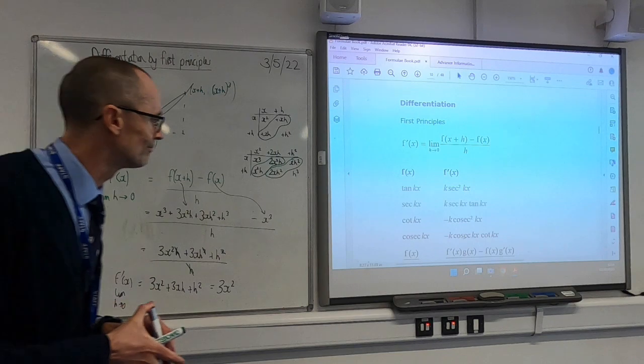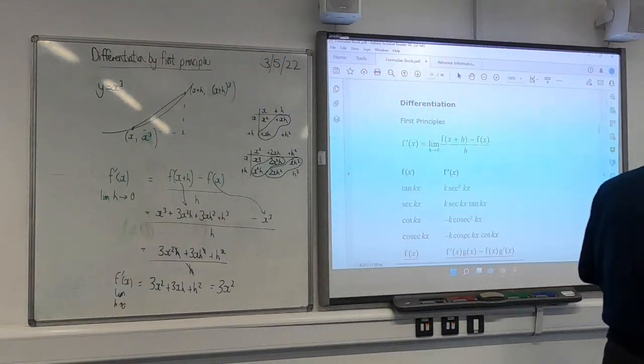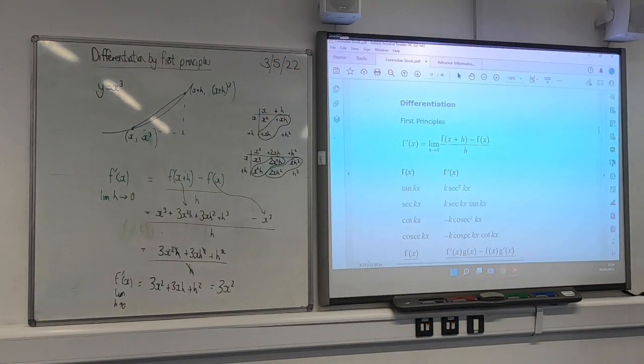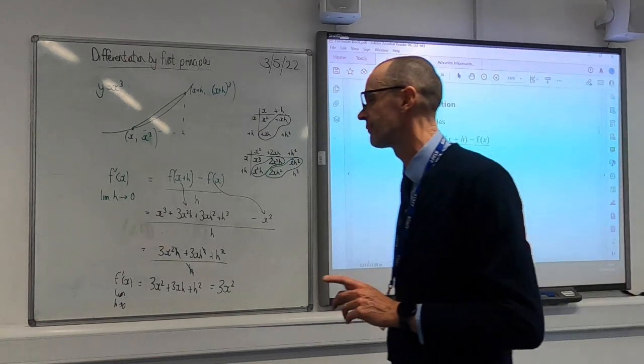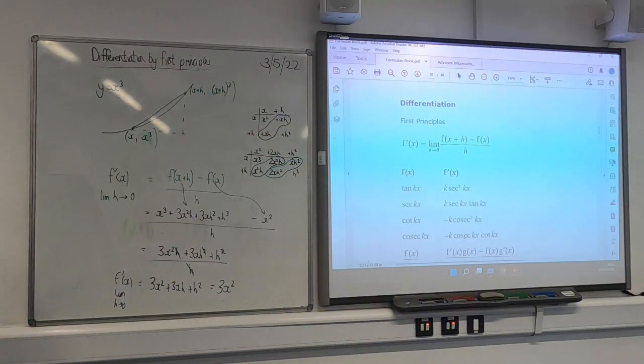Good news. Differentiation by first principles is explicitly mentioned on the syllabus, I forget which paper. So there's going to be a question on it, and they tend to be pretty straightforward. Prove, using differentiation by first principles, that f dash of x for f of x equals x cubed is 3x squared.